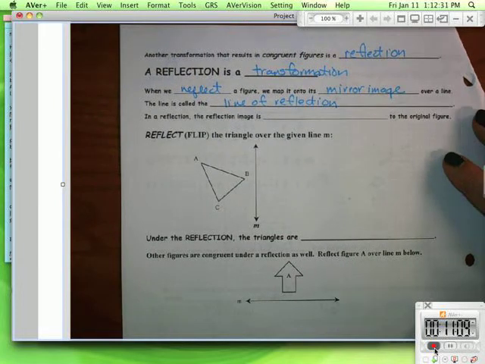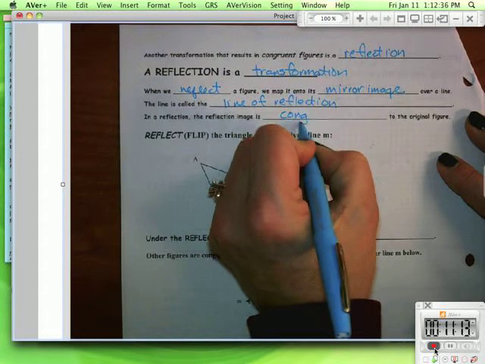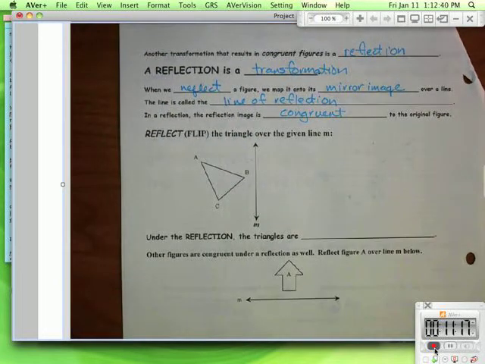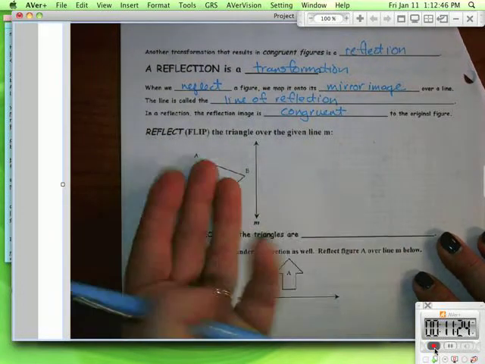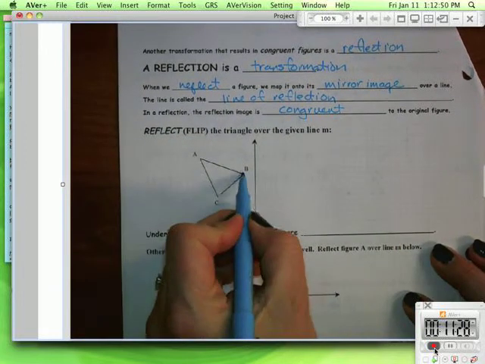In a reflection, the reflection image is congruent to the original figure. Okay? Now we're going to start here by just flipping this over the line. Now we don't have any coordinate plane or anything. All you do is go by each point, A, B, and C.